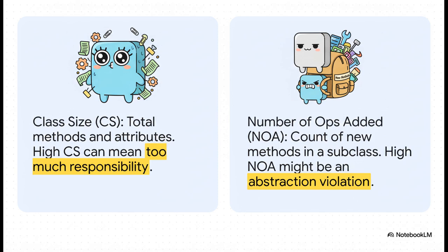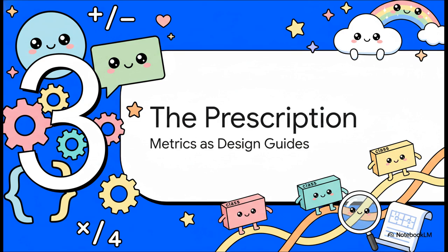Just like a high WMC, a high CS suggests that a class is just bloated and trying to do way too much. The second one is number of operations added, or NOA. This one is all about inheritance. It counts how many new methods a subclass adds that weren't in its parent. A high NOA is a warning sign that your subclass might be turning into something that doesn't really fit the abstraction it inherited.